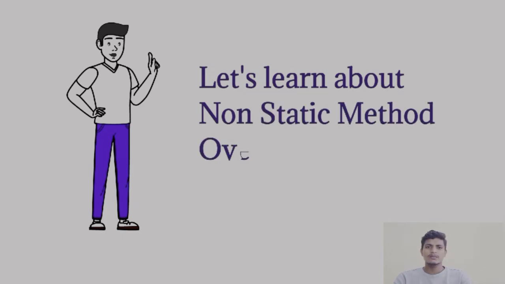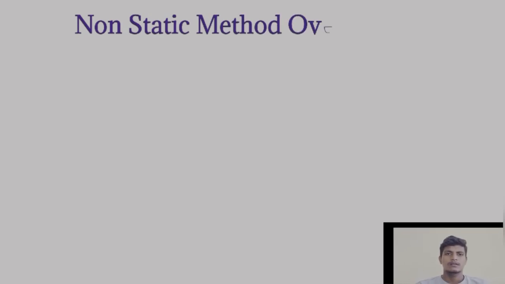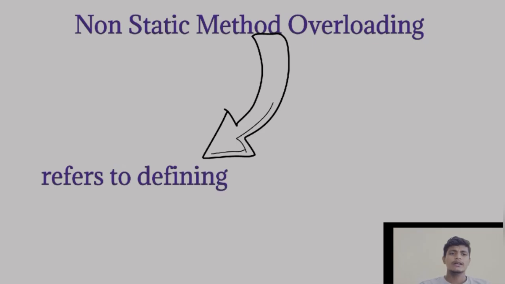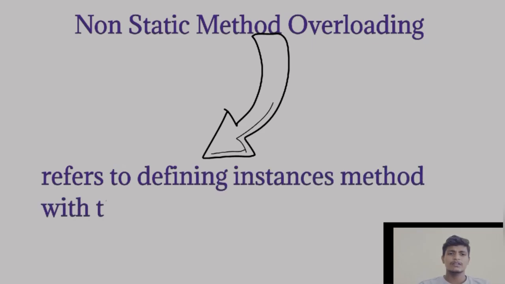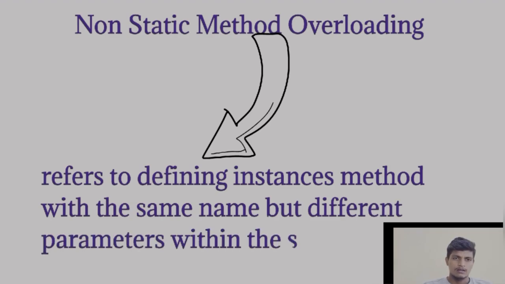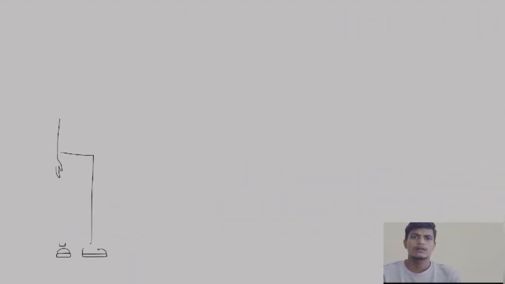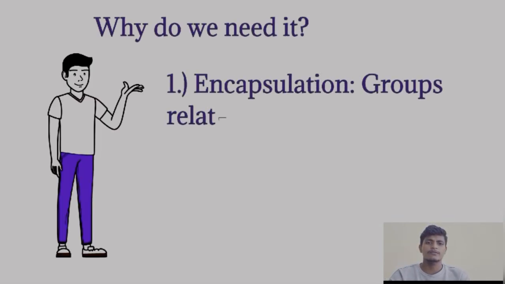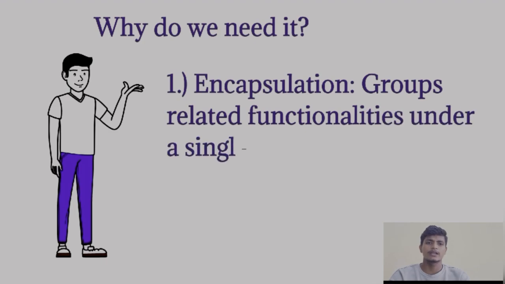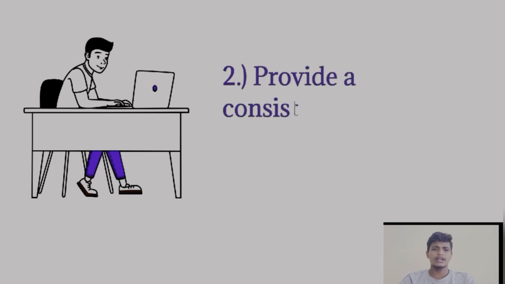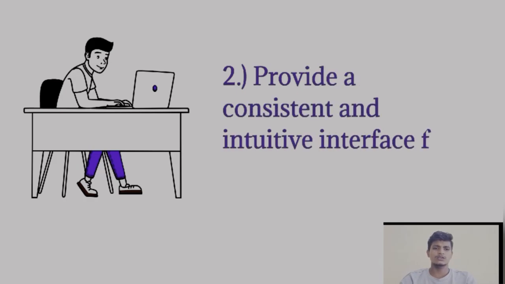Hello guys, let's learn about non-static method overloading. What is non-static method overloading? It refers to defining instance methods with the same name but different parameters within the same class. Why do we need it? For encapsulation, that means grouping related functionality under a single method name. And the other one is to provide a consistent and intuitive interface for the class user.